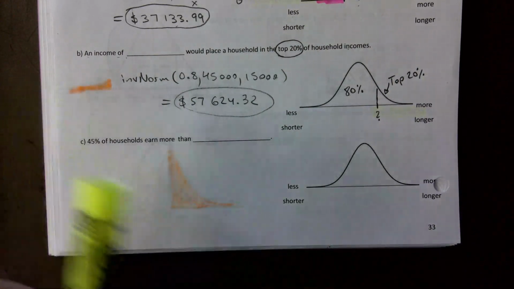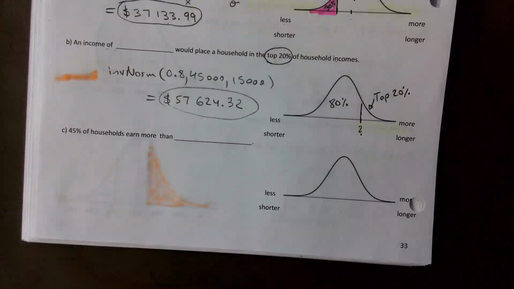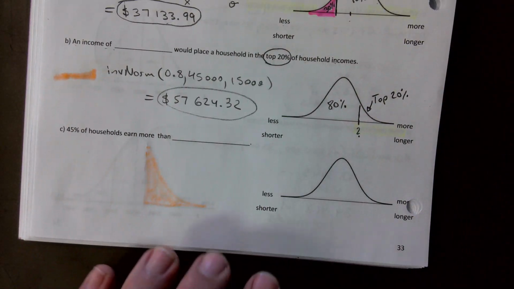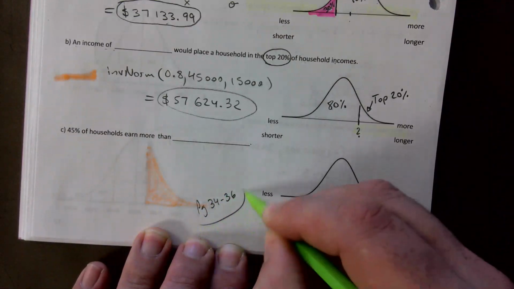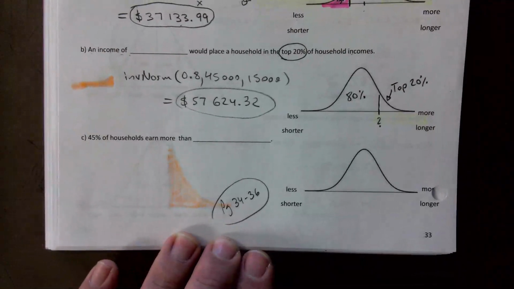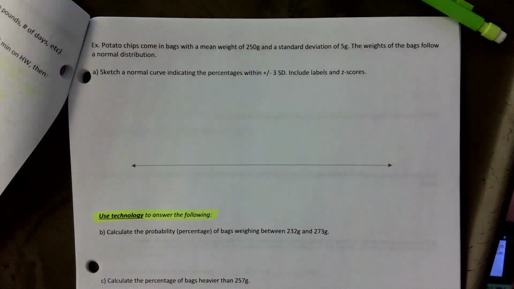I'm going to ask you to try pages 34 to 36. Make sure you practice. And one hint here, one heads up. I do ask you to graph, just like before, a bell curve. But what does it say here? Use technology to answer the following. That means normal CDF, inverse norm. Okay? Thank you guys. To be continued.